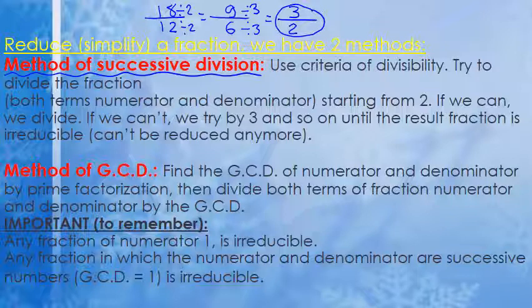The second method is the method of GCD. We find the GCD of both the numerator and denominator by prime factorization. Then we divide the fraction by this GCD.